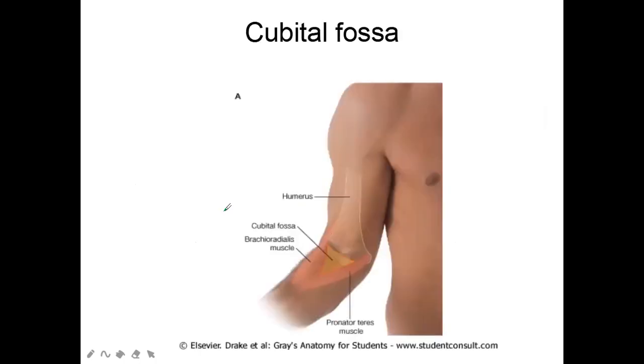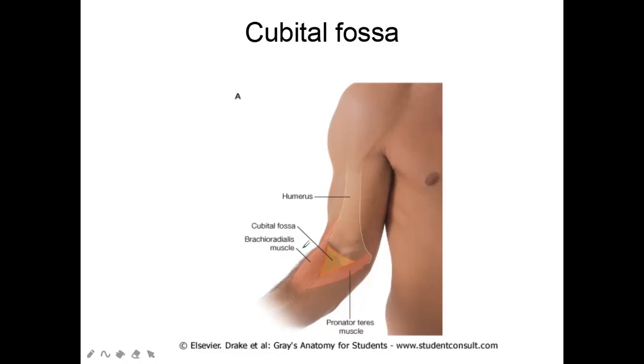And now let's talk about the cubital fossa. So the cubital fossa is an important landmark that you find on the anterior aspect of the joint, which is the elbow joint. So the cubital fossa, you find it at the anterior surface of the elbow joint.